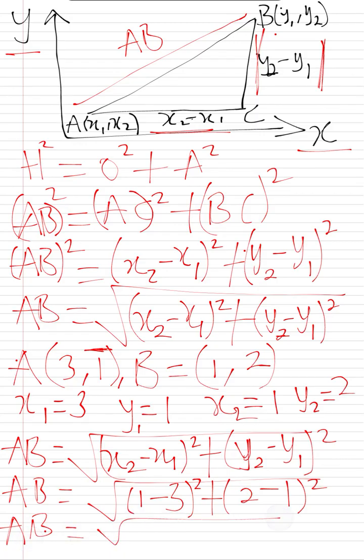Then that will give us AB equal to the square root of 1 minus 3 is minus 2, so that's minus 2 all squared, plus 2 minus 1 is 1, so 1 all squared. Then that gives us the square root of, minus 2 squared will give us 4, 1 squared will give us 1. That means we have the square root of 4 plus 1, which gives us the square root of 5. That means our answer is the square root of 5 centimeters, or whatever unit they give you.